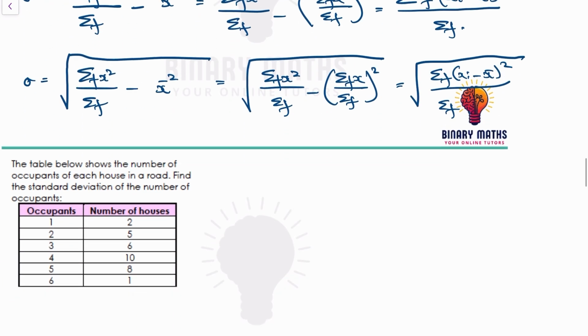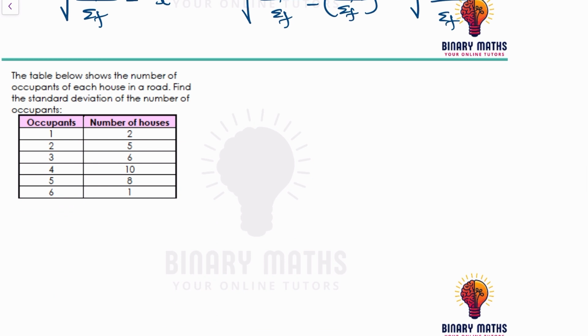Let's go through some examples. So the table below shows the number of occupants of each house in a road. Find the standard deviation of the number of occupants. Okay, first thing I want to work out is, because I need x bar for standard deviation, I might as well work out x bar.